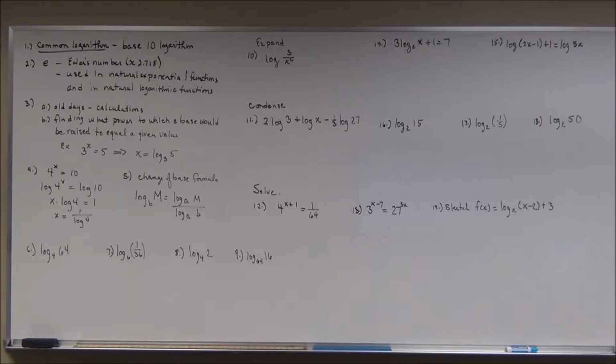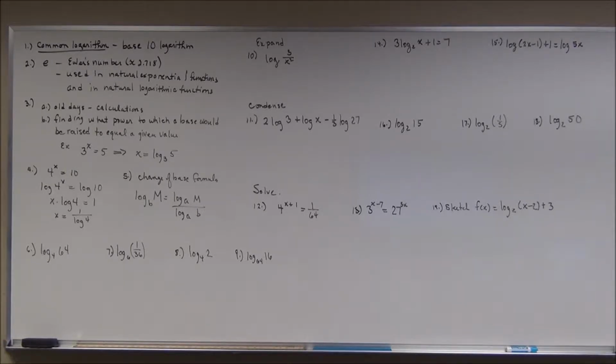Common log. The common logarithm is a logarithm that's base 10. So when you take the base 10 log of a number, you're trying to say 10 to what power is that number? E, sometimes referred to as Euler's number, which is an irrational number.